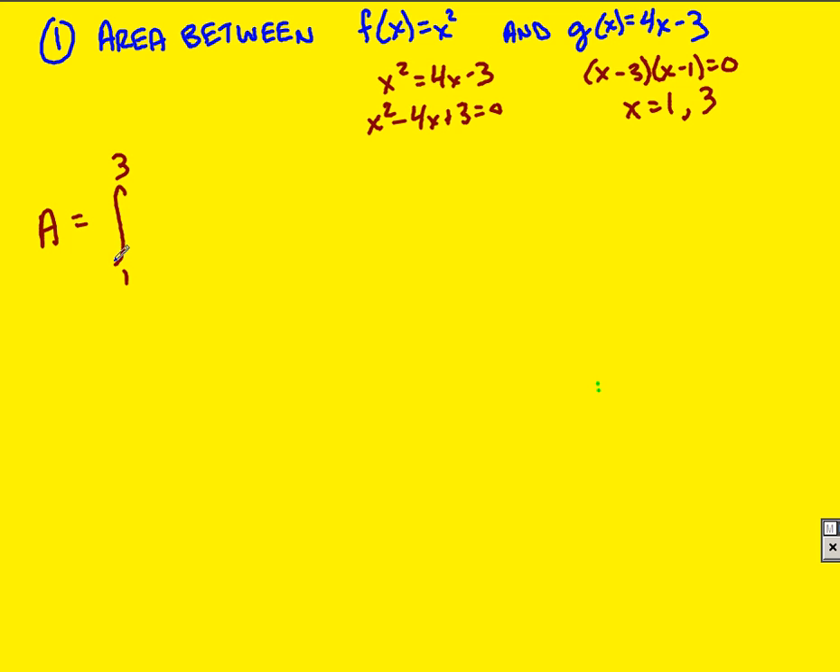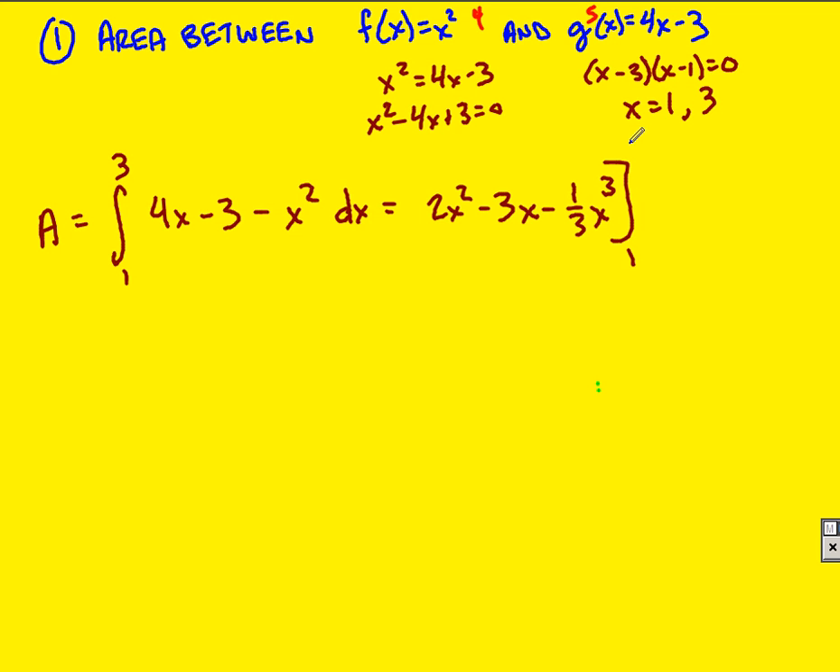Well, if I plug in something in this interval, so 2 squared would be 4, 2 times 4 is 8, minus 3 is 5. So g of x is my bigger because when I plug in, I get 4 here, 5 here. So I have to do g of x, 4x minus 3, then subtract the bottom one, f of x. And now I can evaluate this integral. The integral of 4x is 2x squared. That becomes minus 3x, and this will become 1/3 x cubed.